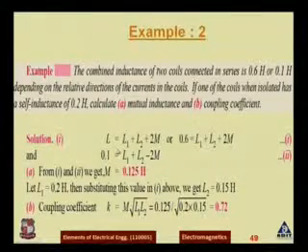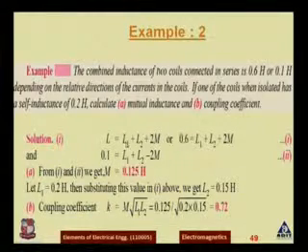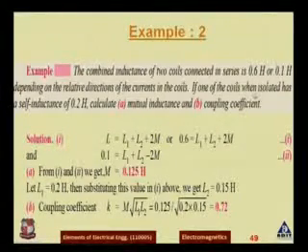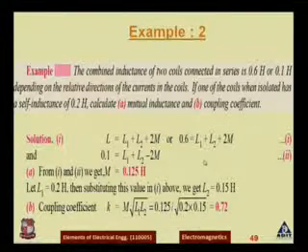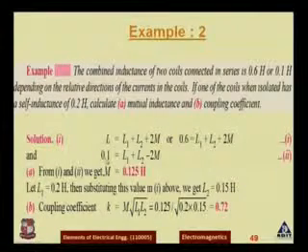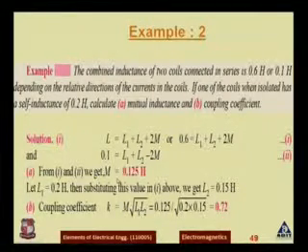As they are connected in series, L is equal to L1 plus L2 plus 2M. We have the value of L1, that is 0.6, and we also have the value of L2, that is 0.1. So we can put them in the equation. In the first case, we will consider that these two coils are in the same direction. In the second equation, we will see that these two coils are in different directions. So we will get two equations. By solving these two equations, we will get the value of M, that is the mutual inductance.